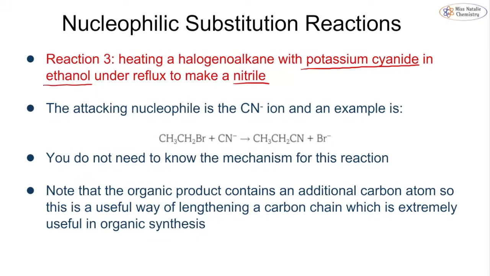What we do need to know is that the attacking nucleophile is this CN ion, and an example of what happens is our reaction here. So we have our bromoethane being attacked by the CN, and we're going to form this nitrile group. What you may notice is that this first reagent has 2 carbons, whereas our product has 3 carbons. This is actually a very useful way of lengthening a carbon chain, which is very, very useful in organic synthesis.